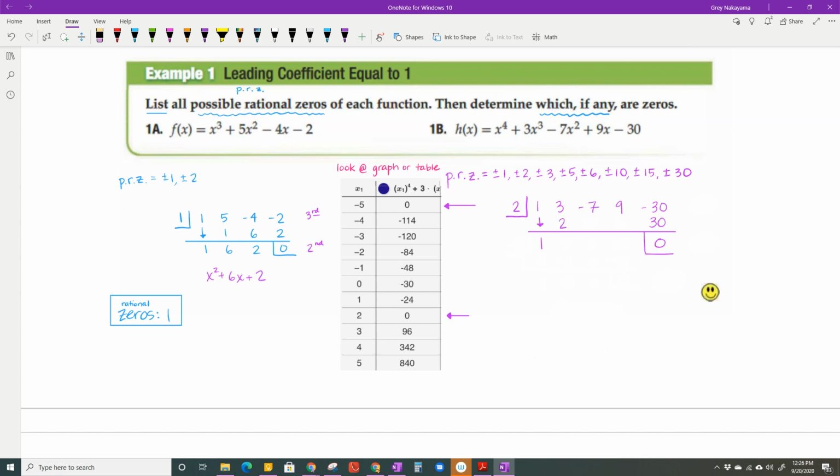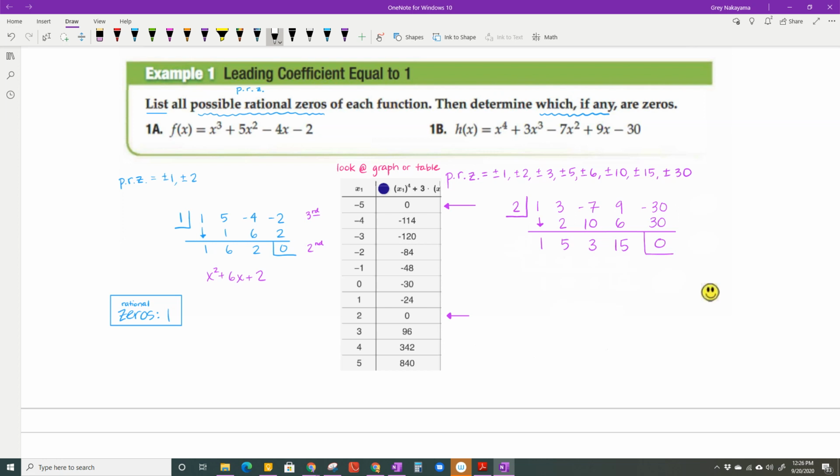1 times 2, 3 plus 2, 2 times 5, -7 plus 10, 2 times 3, and 9 plus 6. And 2 times 15 is positive 30. So I know I've done my math correctly. Because sometimes when you get down there, like I said, some people get lost, and this is a multi-step problem.